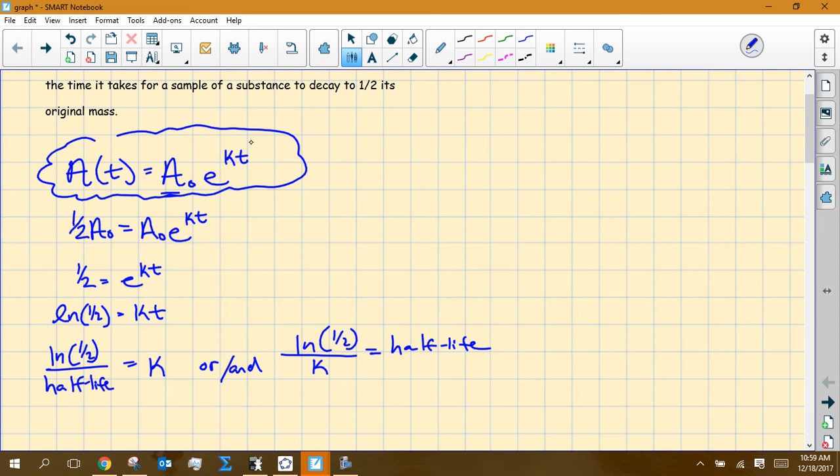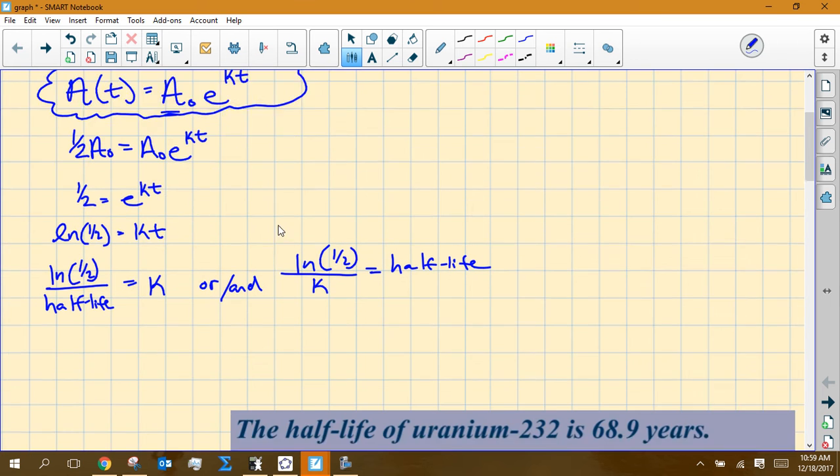Now t here, when I use that t right there, that's going to be the t after, like they say, after 250 years, what's left over. After 100 years, what's left over, and so forth. So we'll go through and do a couple of these examples.